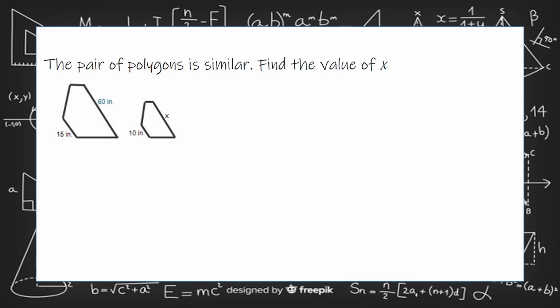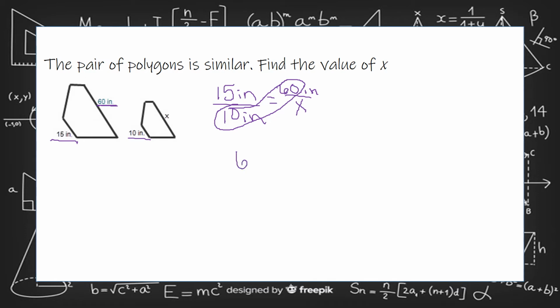The pair of polygons is similar. Find the value of X. So we have a ratio there. I'll put big on top over the small equals the big, 60 inches, over the small is X. So we're going to cross multiply to solve.